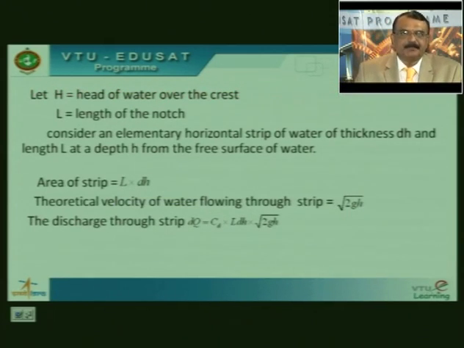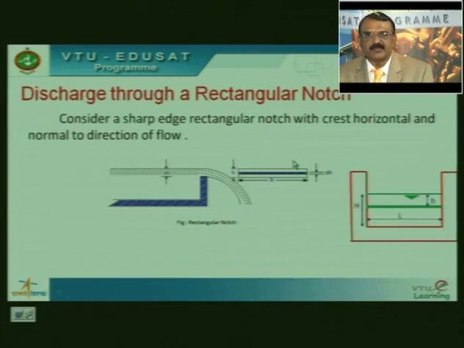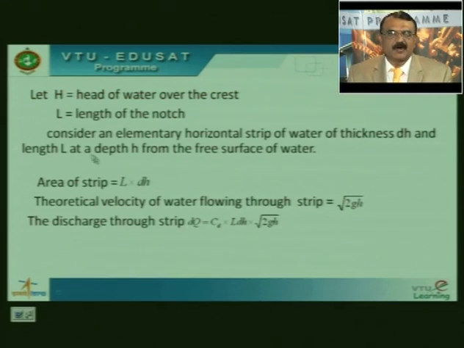This is what I mentioned here. Let H be the head of water over the crest, and L the length of the notch. Consider an elementary horizontal strip of water of thickness dh and length L at a depth h from the free surface. Let me go back to this figure. Remember, this is a rectangle. You take any point from capital H to 0, the profile remains the same, it won't change. So the length is L and the thickness I take as dh at a depth h from the free surface.